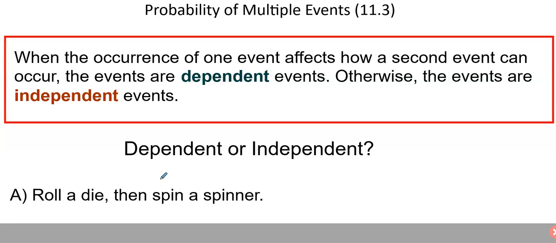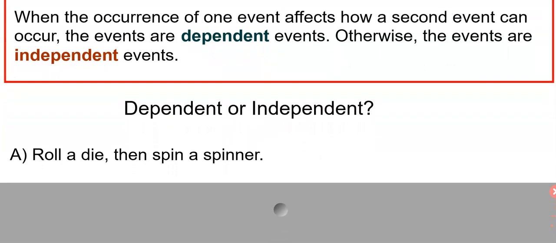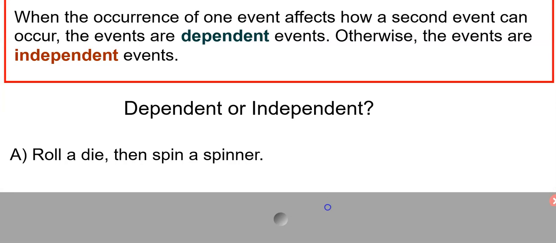If I roll a die, roll a 5, does that have any effect on when I spin a spinner and spin a 7 or something? They have no effect on each other. Those two events are independent of each other. So if one has no effect on the other, they're independent events.